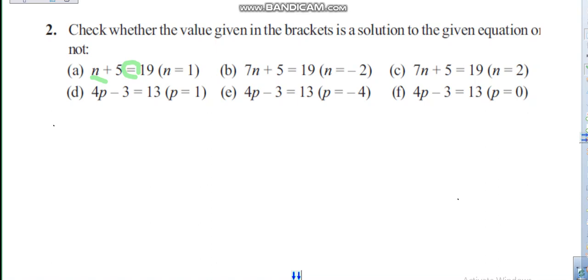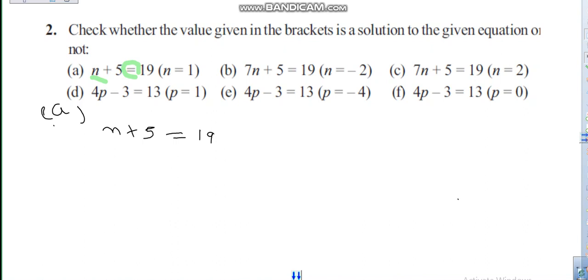Now for this I am taking the second question. Check whether the value given in the bracket is a solution to the given equation or not. For this I am taking A part. A part: n plus 5 equals to 19.